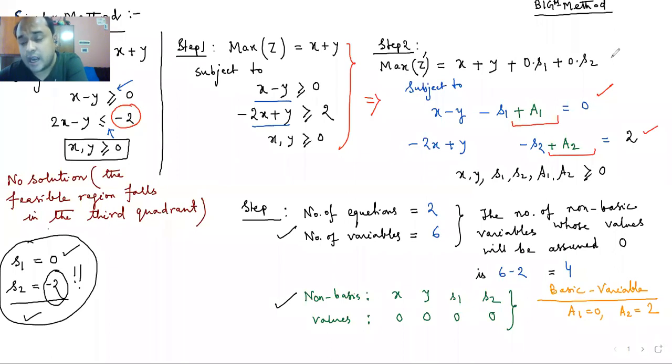In the objective function, the artificial variable is added with a per unit contribution of minus M. We write minus M A1, and for A2 also we write minus M A2. This minus M remains the same for both A1 and A2. What is this M? M is a hypothetical figure which doesn't have any physical significance, and it is too large.